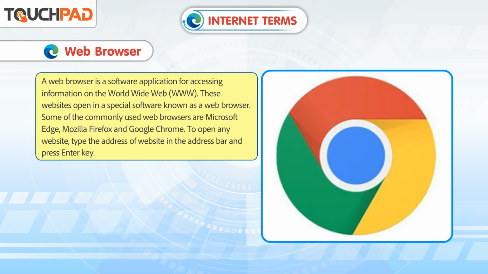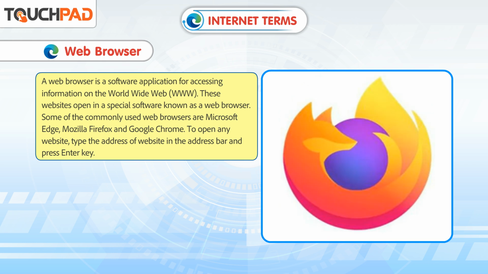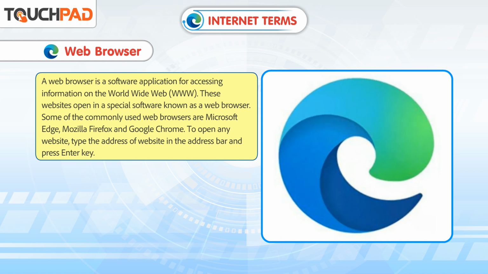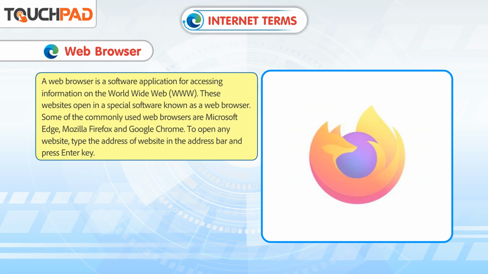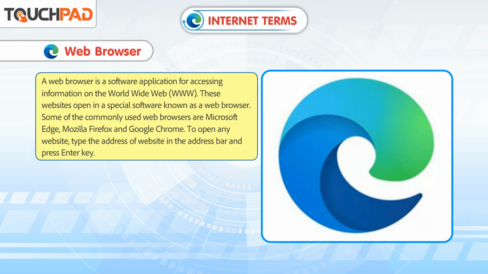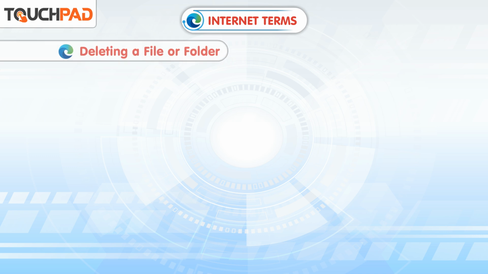These websites open in a special software known as a web browser. Some of the commonly used web browsers are Microsoft Edge, Mozilla Firefox, and Google Chrome. To open any website, type the address of the website in the address bar and press the Enter key.